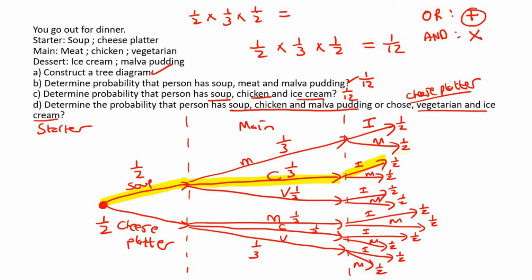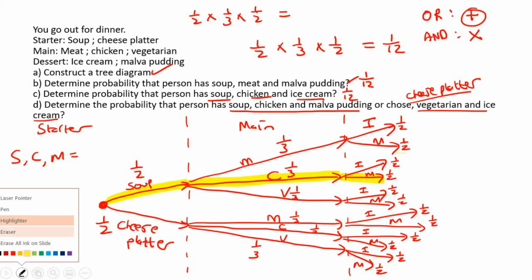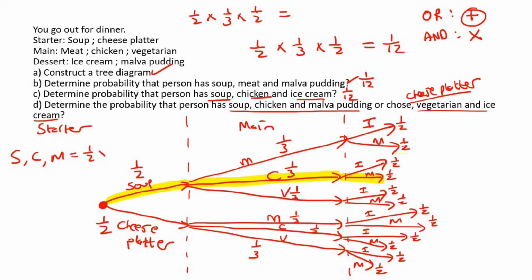Okay, so let's get the first one. So the first one is soup, chicken, Malva pudding. So those you're not going to plus, that you're going to go get first. So soup, chicken, and Malva pudding is going to be, let me just highlight the pathway for us. Soup, chicken, Malva pudding. Okay, so that's going to be a half multiplied by a third multiplied by a half. And once again, that's going to give us 1 over 12.